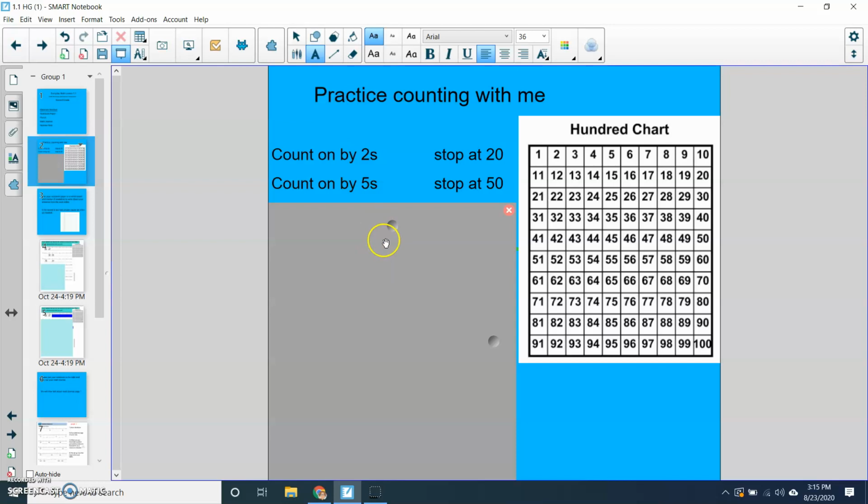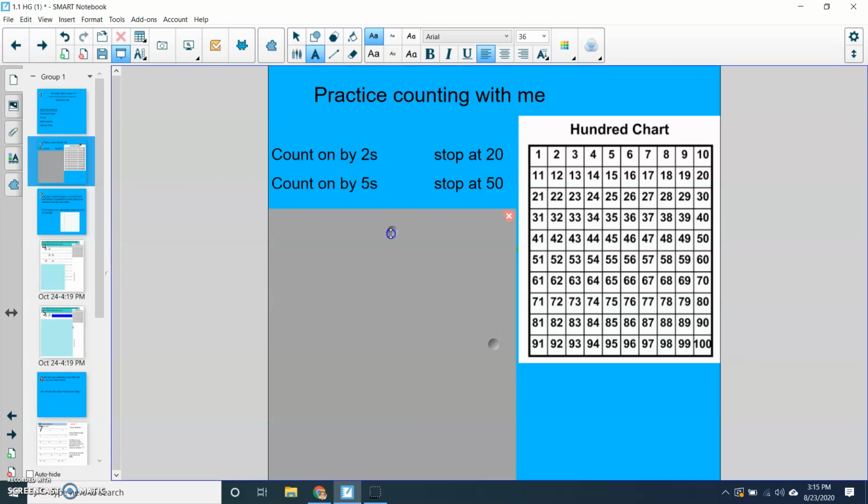The first thing that we're going to do is practice counting. For the first one, we're going to start at 2 and count by 2s, and we'll stop at 20. If you want to use the number grid for help, please use that resource. Here we go. 2, 4, 6, 8, 10, 12, 14, 16, 18, 20.